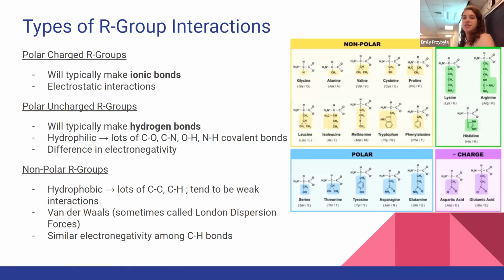So now we have our types of R group interactions. This is going from strongest to weakest. Our strongest non-covalent bond is ionic bonds. And those are formed between polar charged R groups. So that's like saying a lysine, because it's positively charged, and an aspartic acid, which is negatively charged. We know opposites attract. That phrase did not come from relationships. It actually came from chemistry. So your negative charge and your positive charge are going to attract and make ionic bonds.